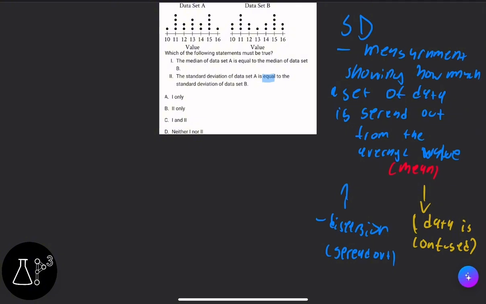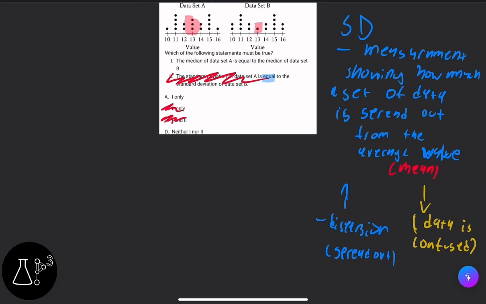So let's look at 13, which is like the middle number. We see that there's 3 13s in A, but there's 1 13 in B. And we can see that the rest is the same, but the middle is not the same. So they have different standard deviations because if they're both equal, they should have the same amount of points on both and every single number on both dataset A and dataset B. So the second claim is false. So that just erases 2 and C.